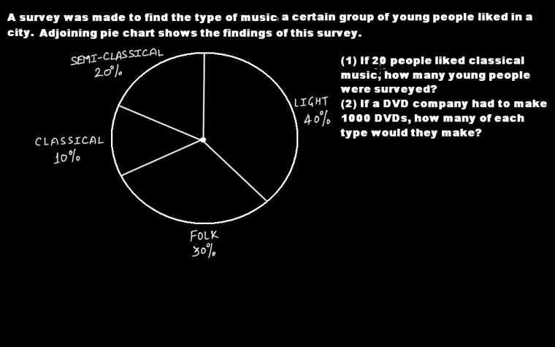Now, if 20 people liked classical music, how many young people were surveyed? The information that we have in this case is in terms of percentage, right? But here it's saying that if 20 people liked classical music, so suppose that total X people were surveyed.